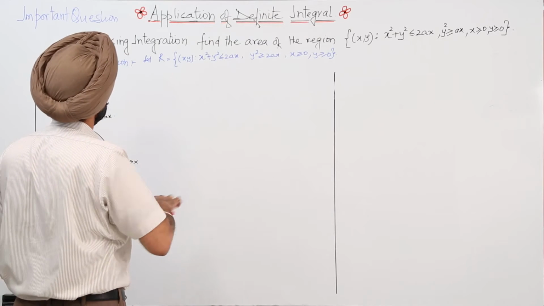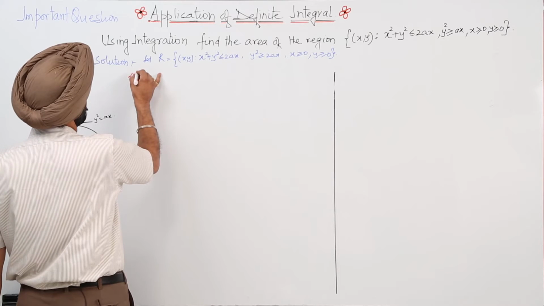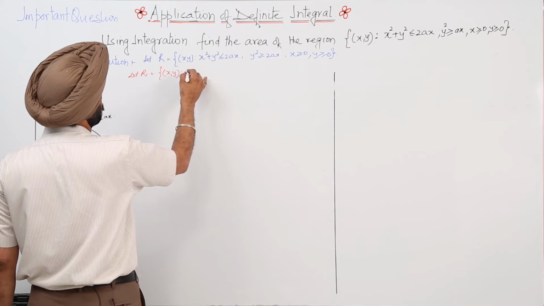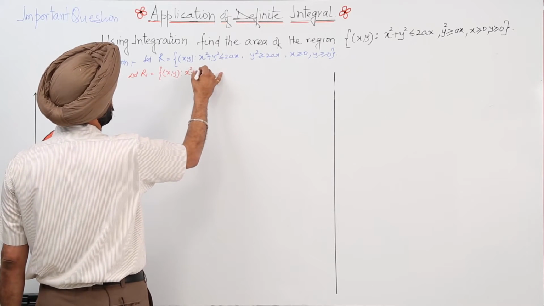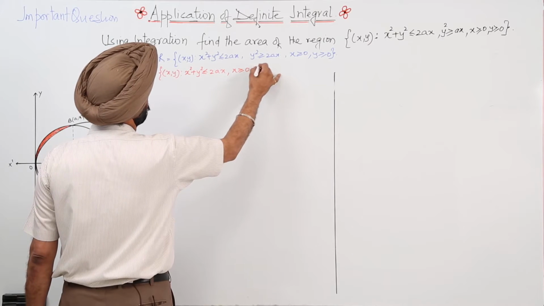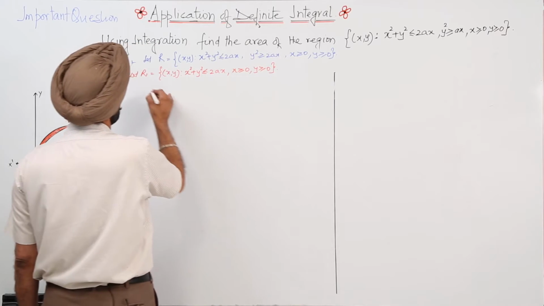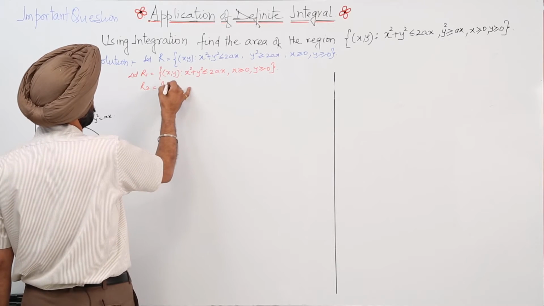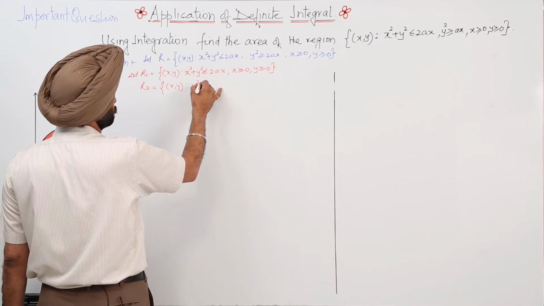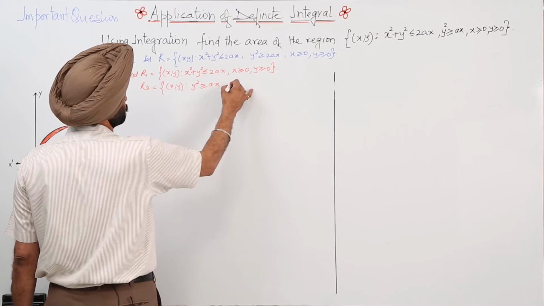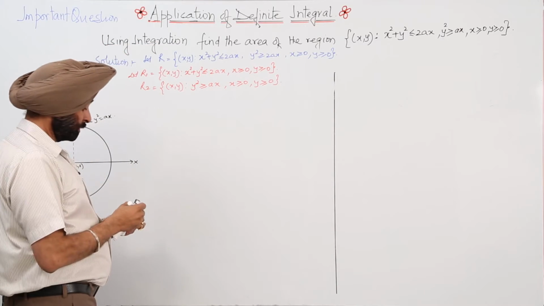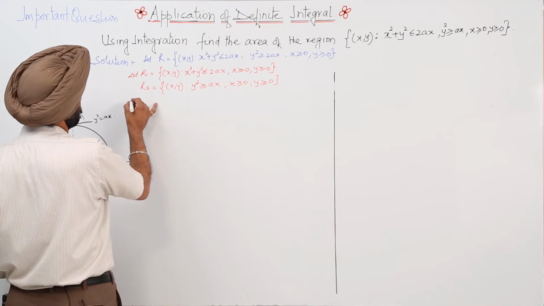Now let R1 = {(x, y) : x² + y² ≤ 2ax, x ≥ 0, y ≥ 0}, and R2 = {(x, y) : y² ≥ ax, x ≥ 0 and y ≥ 0}. Now R1.